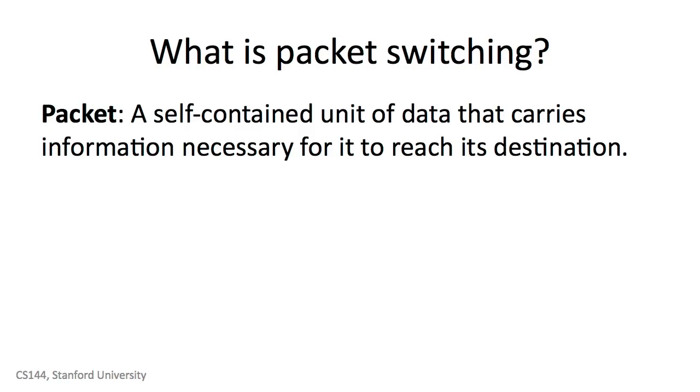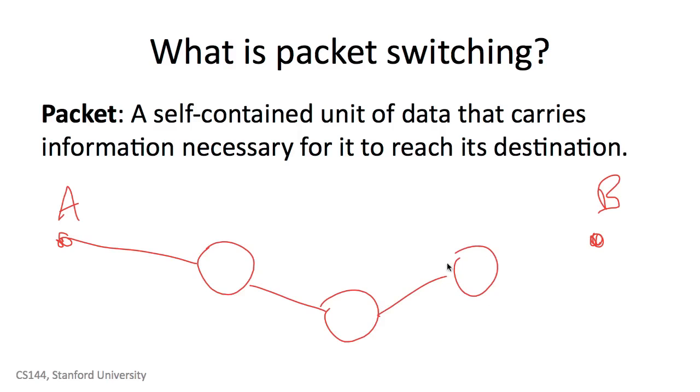A packet is a self-contained unit of data that carries with it the information necessary for it to reach its destination. So imagine that I have an end host A and a destination B, and packets are going to flow through a sequence of packet switches in order to go from A to B. I'm showing an alternative route or path there. And I'm just going to simply call these W, X, Y, and Z.